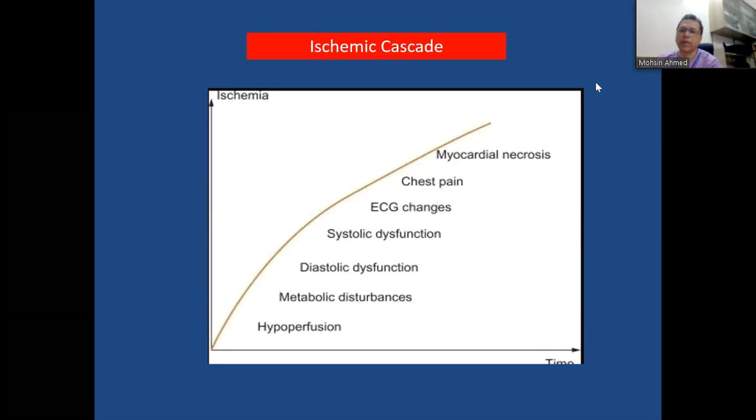The most important time is chest pain, because chest pain is the sixth stage of the ischemic cascade. Before the myocardial necrosis, the patient has chest pain. So you should diagnose chest pain immediately.